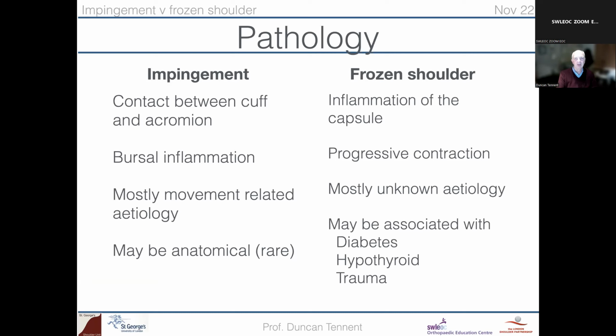Frozen shoulder, on the other hand, is inflammation of the joint capsule. This is the glenohumeral joint with progressive contraction. It shrinks itself down, and we don't really know why it happens. It just does. We know it has some associations with things like diabetes, being hypothyroid, or trauma, but 95% is idiopathic. We've got no real clue.